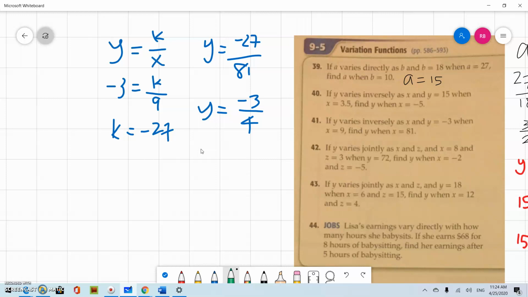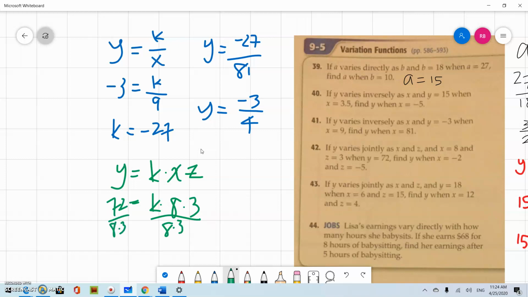Now we are looking at jointly. So joint variation was when there were more than one variable in the equation, right? So it says y varies jointly as x and z. Okay, so then x is 8, z is 3, and then y is 72. So to find k, we need to divide both sides by 8 times 3, which is 24. So then that's 3, I think. K is 3.